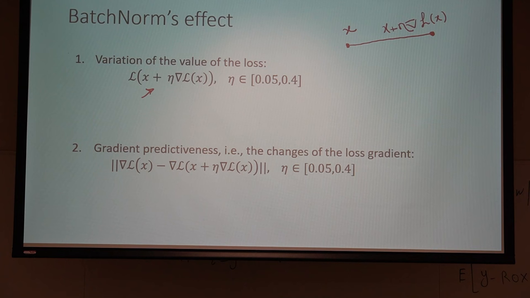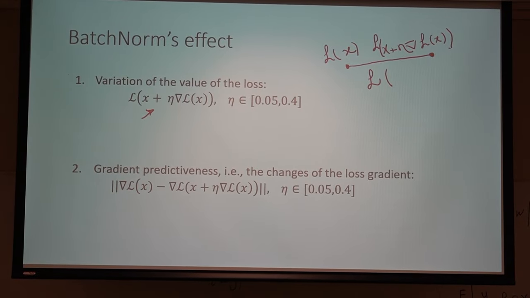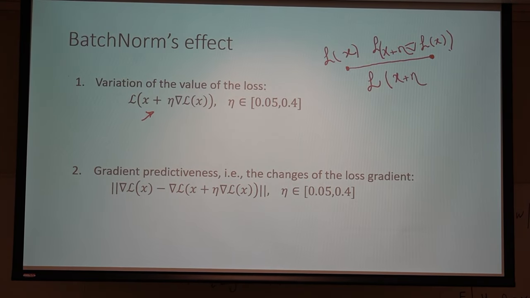So what do you expect if I look at the cost at this new point? I had the cost at point x, and I moved the point here. Now I'm looking at the cost at this new point. What do you expect? If the optimization works correctly, the expectation is that the loss at this new point is less than the loss at the original point. So I'm going in the right direction. If I compare this quantity with this quantity, and it's decreasing, it means I'm going in the right direction. Okay.